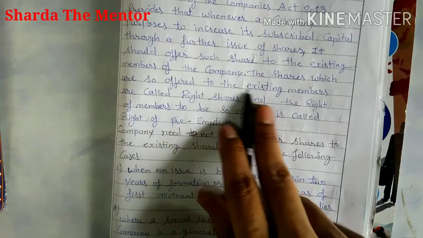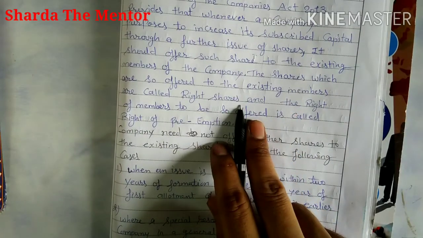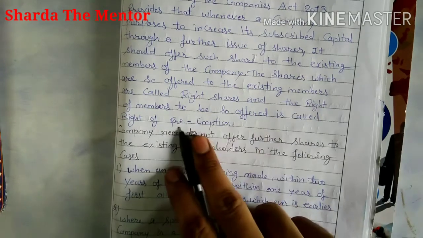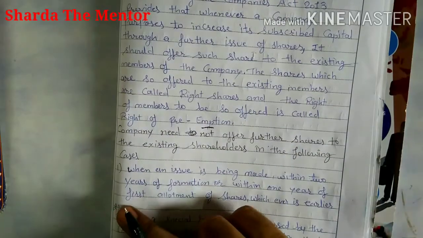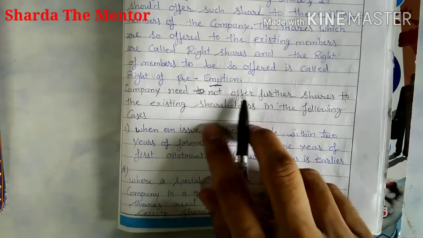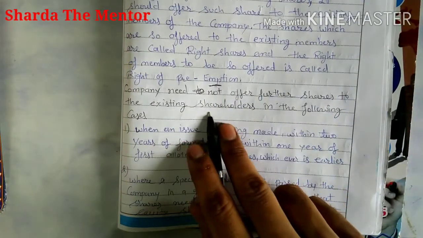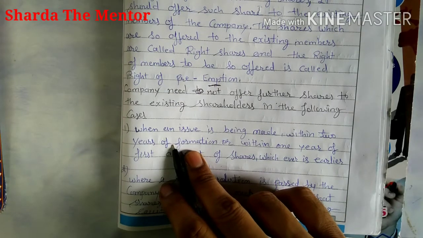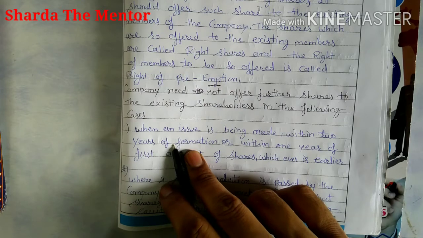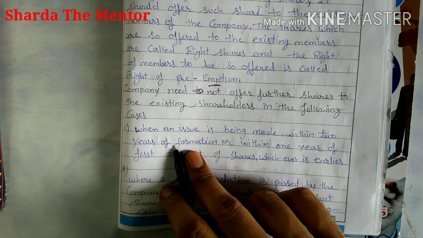The shares which are offered to the existing members are called rights shares. So these shares are called rights shares, and the right of a member to be offered is called the right of preemption. So that right is called preemption. The company need not offer further shares to the existing shareholders in the following cases. In some conditions, if the company wants, they won't issue their shares to the existing shareholders.